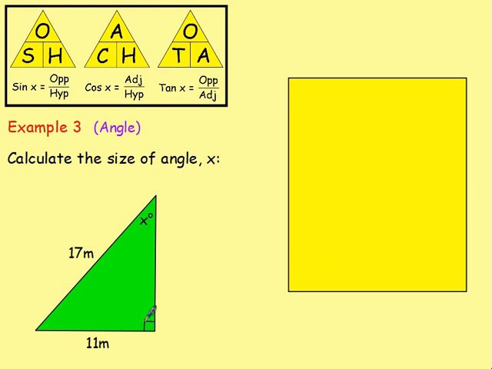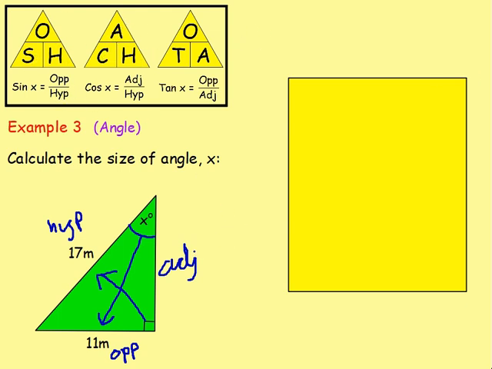Good. So across from the right angle, the longest side is called the hypotenuse. Across from our angle, we have the opposite, because it's opposite our angle. And the one that's beside the angle is called the adjacent. Very well done. After that, write down SOHCAHTOA.